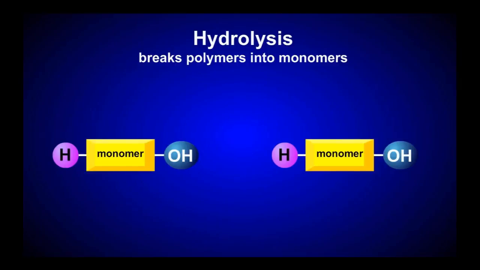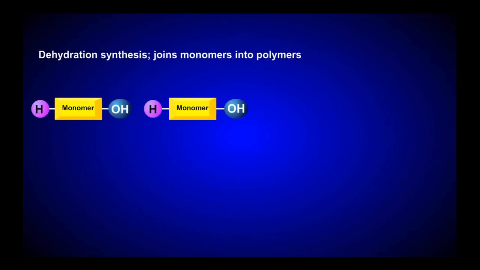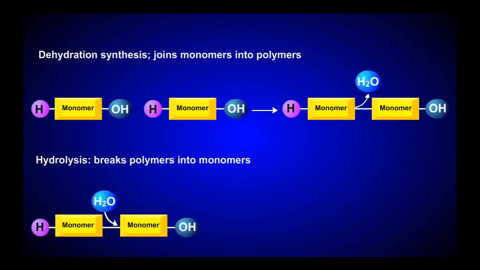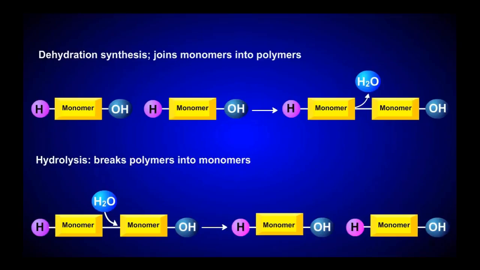Let's do a quick recap. During dehydration synthesis, monomers join to form polymers, and water is released. The opposite happens during hydrolysis, where water is added to the reaction to break a polymer into monomers.